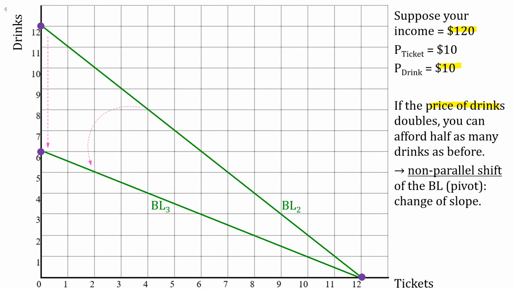Okay, so pivoting is when the line changes slope, right? But this 12 here is the same as before. All right, so that's what happens when there is a change of one price.